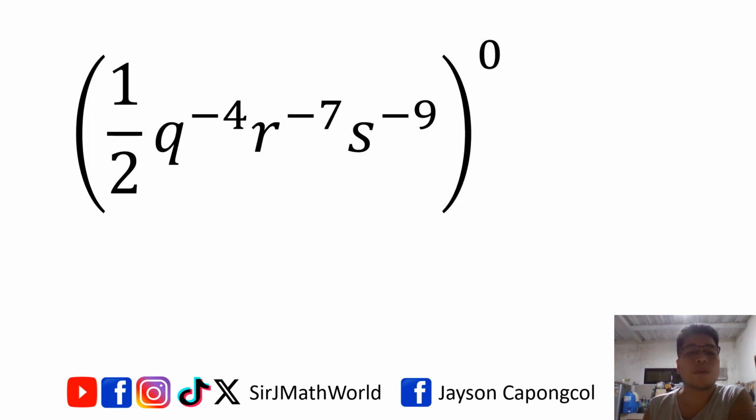And next, we have the quantity of 1 half q to the negative 4, r to the negative 7, s to the negative 9 raised to 0. So all of the given is raised to the 0. So therefore, just applying the property, the answer will be 1.